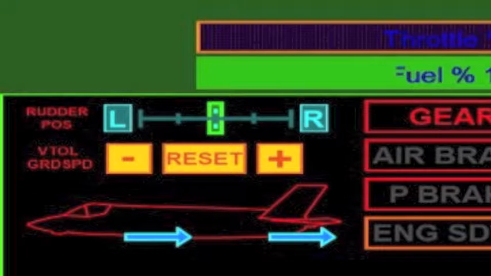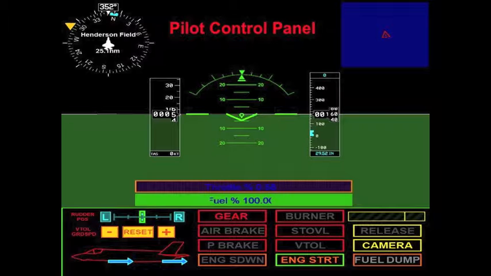If the blue arrows were facing downward at a 45-degree angle, your aircraft would be in STOVL, or short takeoff and vertical landing mode. If the blue indicators were facing directly downward, this means you are in VTOL, or vertical takeoff and landing mode. Let's look at the toggles at the bottom center and bottom right of the screen.